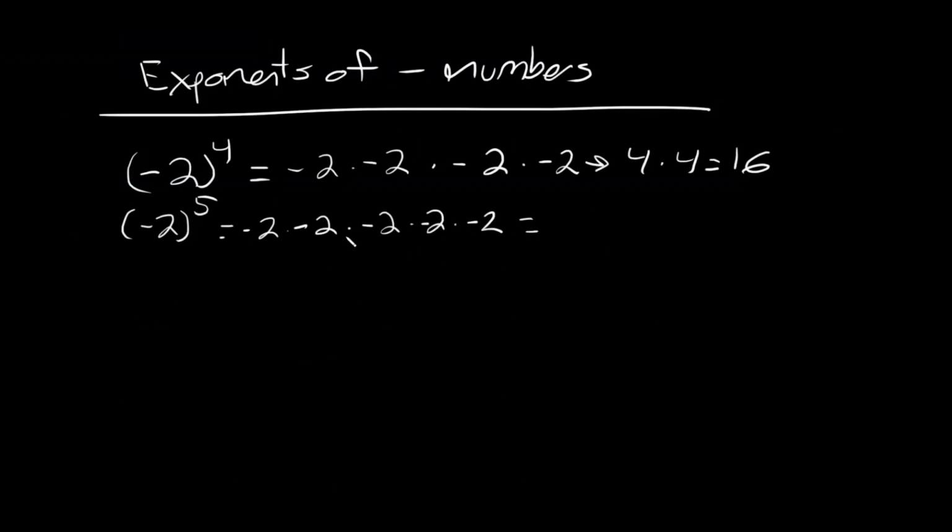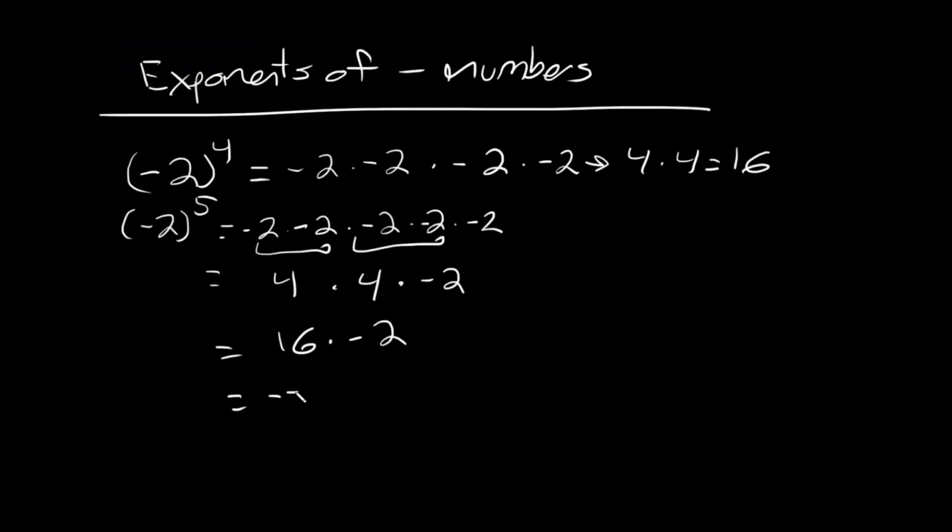So this is going to break down, and I'll actually write this down here. This will be positive 4, and then positive 4, and then we still have this negative 2. So this is going to end up as 16 times negative 2, and since we have one positive and one negative, our end product is going to be negative, and 16 times positive 2 would be 32. So we know the answer here is negative 32.